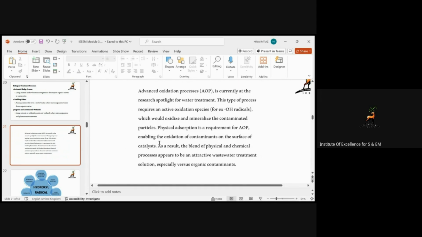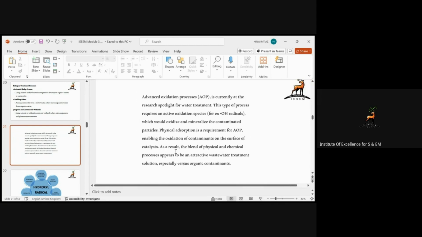So basically, in the introduction of the adsorption sheets and the introduction of the catalyst, there is a blend of the physical and the chemical processes that appear to be very effective in treating wastewater, and that appears to be an attractive wastewater treatment solution, especially when you are going to treat the organic contaminants. Organic contaminants include the contaminants of any pharmaceutical industries.